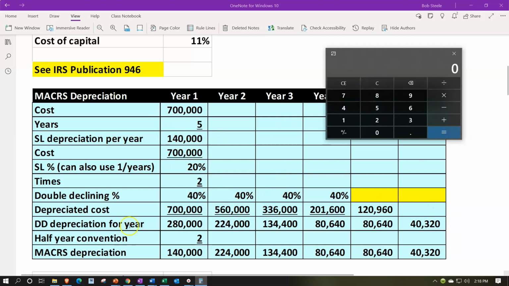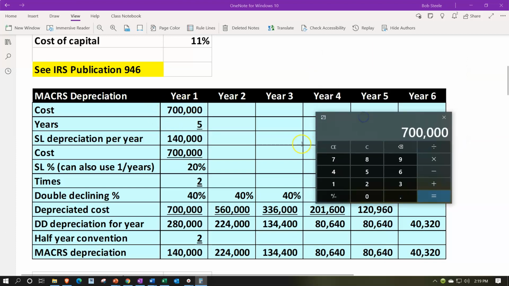So if we add all these up, we should get to the total of the 700,000. Year 1, 140,000. Year 2, 224,000. Year 3, 134,400. Year 4, 80,640. Year 5, 80,640. And year 6, 40,320. Notice it took us 6 years here. 140,000 plus 224,000 plus 134,400 plus 80,640 plus 80,640 plus 40,320 gives us the 700,000.